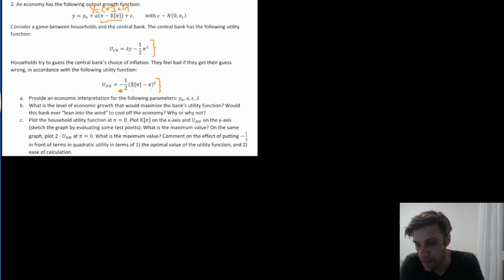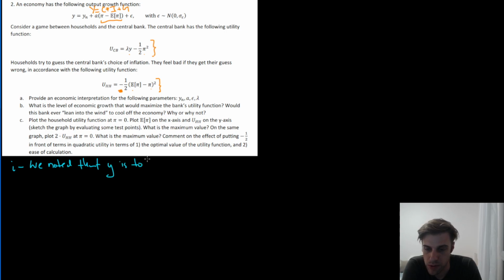So part A asks us to provide an economic interpretation for the following parameters: yn, a, epsilon, and lambda. Okay, so we noted that y is total economic output. I guess it's growth, so we're normalizing. And we see this is a linear function.